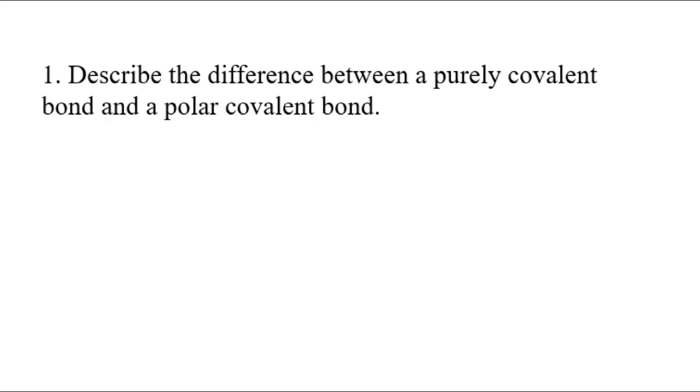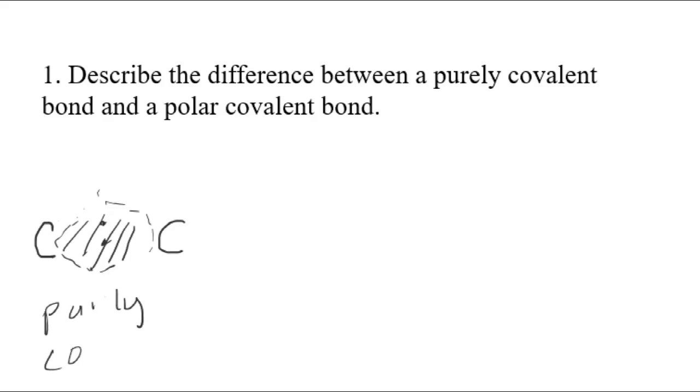A purely covalent bond is when the bonding electrons are shared equally. So if the atoms are the same, for example, a carbon and another carbon, then we know that these two bonding electrons between them are going to exist in a cloud that is equally shaped between them, and that is purely covalent.